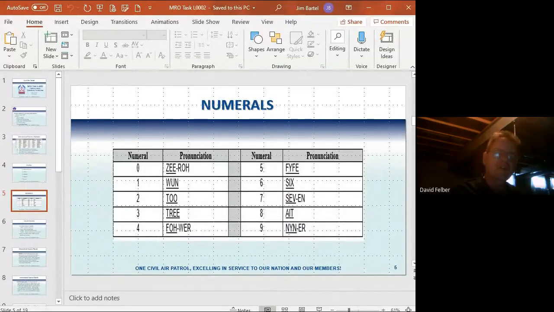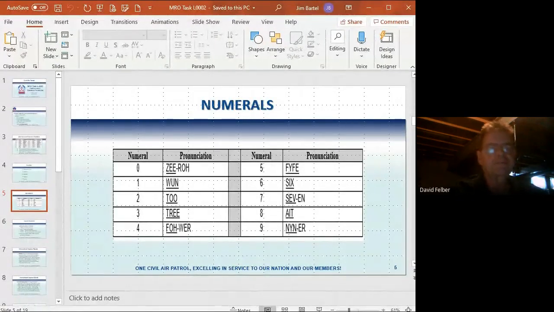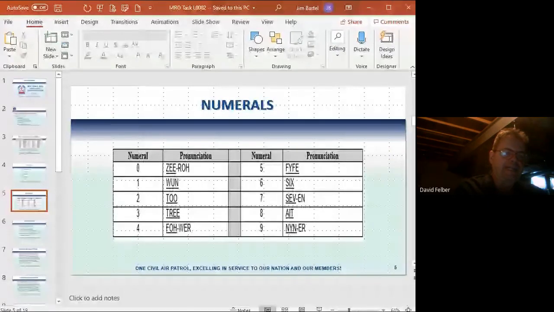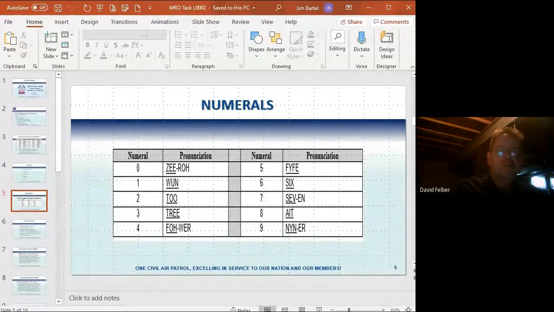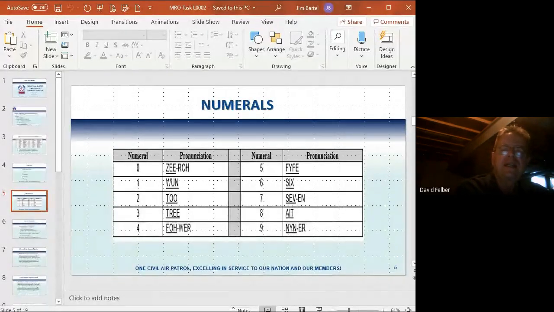Numerals, how do you pronounce numerals? Well, you're driving down the street and you see the license plate in front of you. It has a combination of letters and numbers. So numerals: 0, 1, 2, 3. Notice 3 is pronounced tree. 4, 5, 6, 7, 8, 9er. Notice the 9 is always 9er.